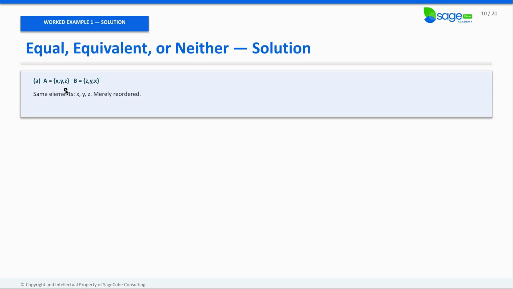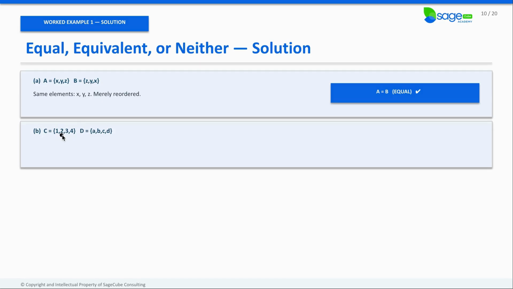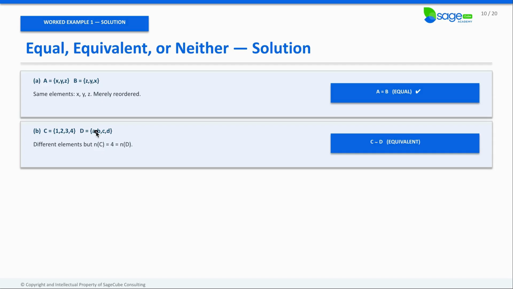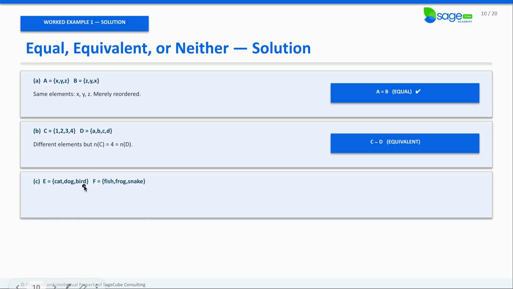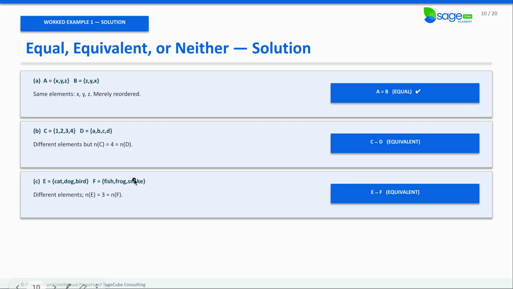So in A, we realized that it was just the order that changed. It's X, Y, Z, X, Y, Z. So they are equal. Then here, 1, 2, 3, 4, four numbers, A, B, C, D, four alphabets. So numbers and alphabets are not the same thing, so they are not equal. But because the size is 4 and 4, that's equivalent. Then here we have cat, dog, bird, 3 animals, and fish, frog, snake, 3 different animals. So not the same animals, therefore not equal, but they have the same number of animals, 3 and 3. And for that, equivalent.